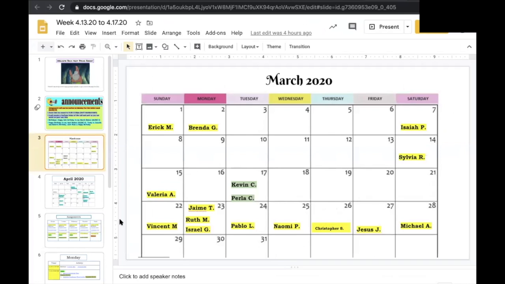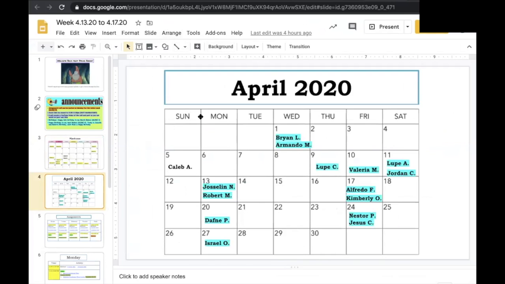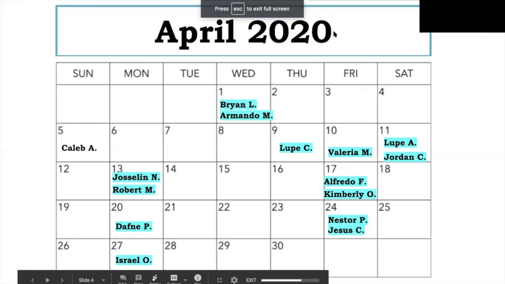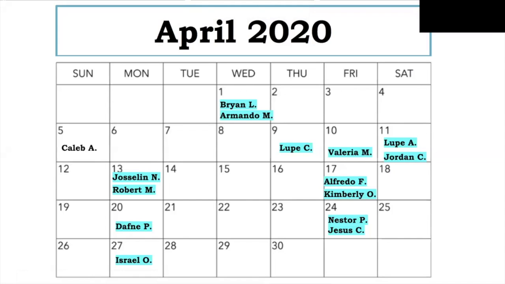Late birthday. And then April, today we have 2 birthdays. We have Jocelyn and Robert's birthday. So make sure you guys say happy birthday to them.